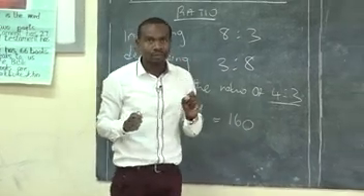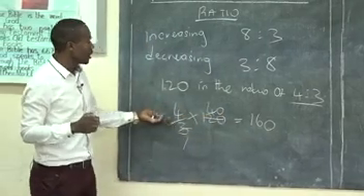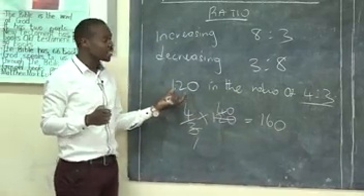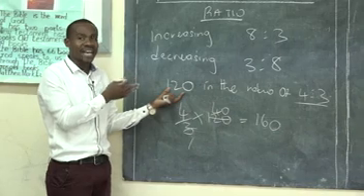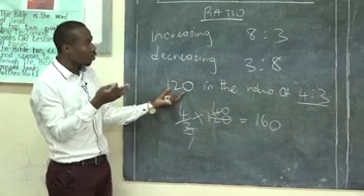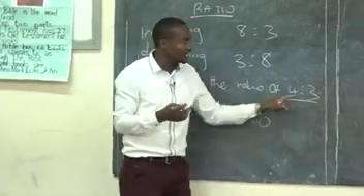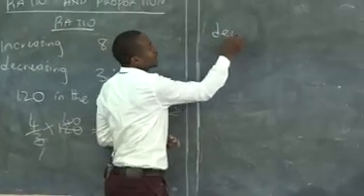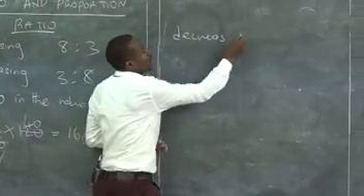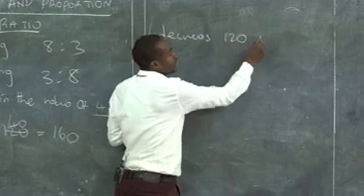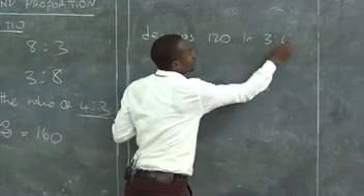Decreasing a number. We are going to repeat the same. If you are told to decrease, let me use the same number, 120, in the ratio of 3 is to 4. Decrease 120 in the ratio of 3 is to 4.